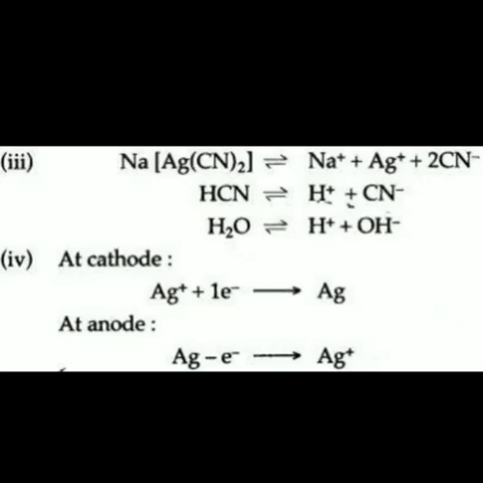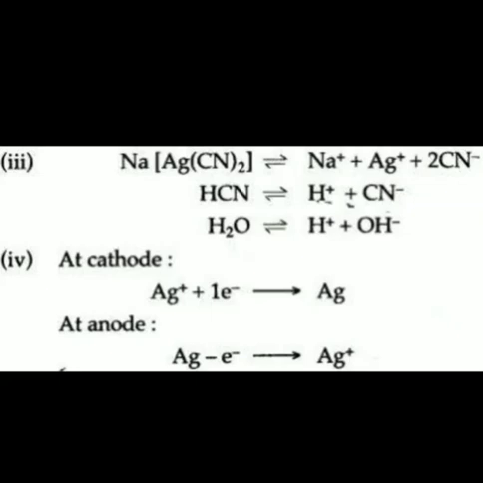So here you will find the three cations. What are the three cations? That is Na+, Ag+ and H+. As we know, at the cathode only one cation will be discharged. In the electrochemical series, what happens?